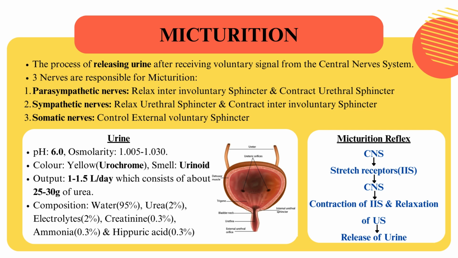Urine. The pH of urine is 6.0 and its specific gravity is 1.005 to 1.030. The color is yellow, due to urochrome. The smell of the urine is called urinoid. 1 to 1.5 L of urine comes out daily, which consists of about 25 to 30 grams of urea. The composition of urine includes water 95%, urea 2%, electrolytes 2%, creatinine 0.3%, ammonia 0.3%, and hippuric acid 0.3%.